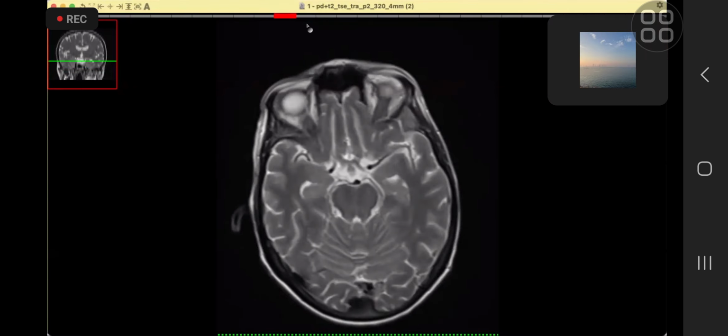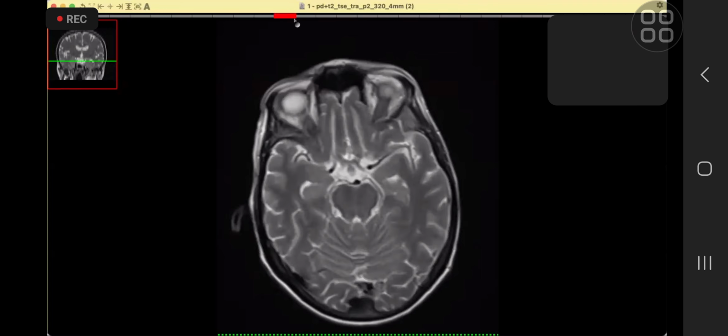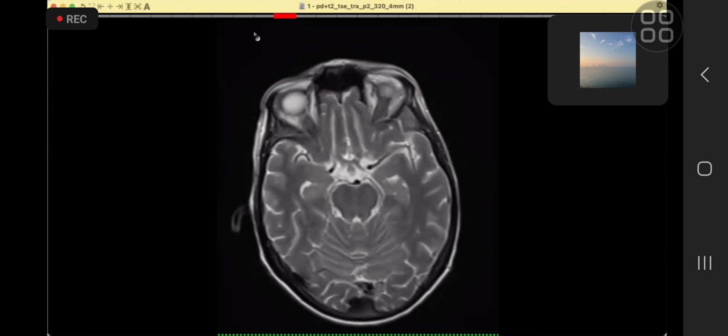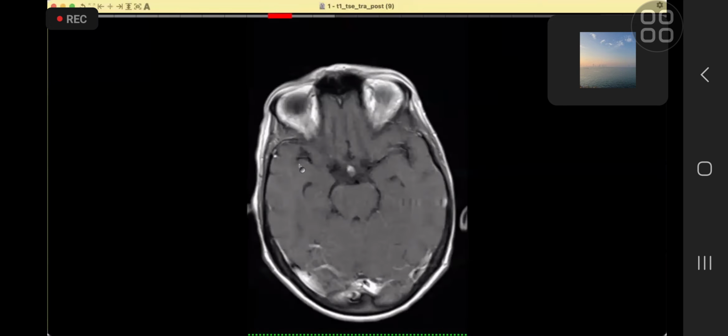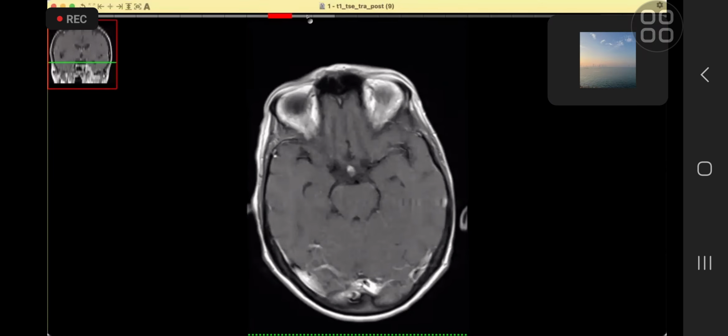Again, I can see here this well-defined suprasellar lesion. This lesion appears to be abutting the vessels, but it's separated from the vessel. This lesion appears of high signal in T2 images. What would you like to see next? I'd like to see the contrast, if it's available, to check if this lesion is enhancing or not. So this is the T1 post contrast.